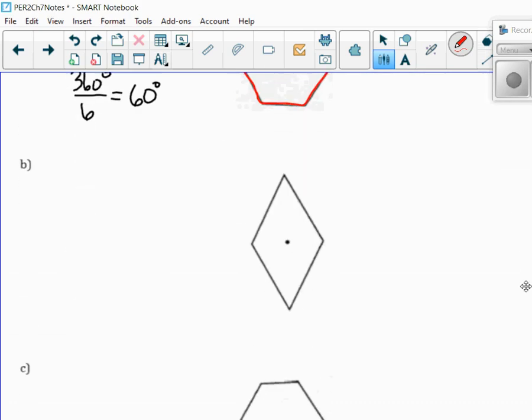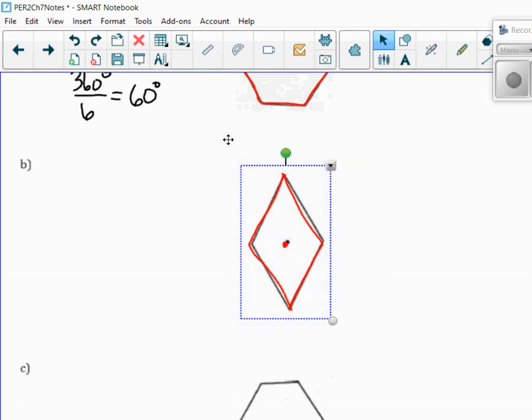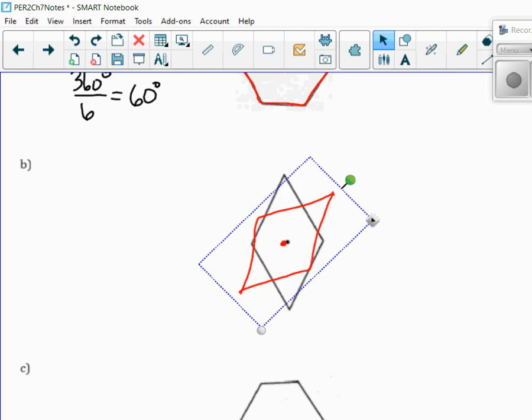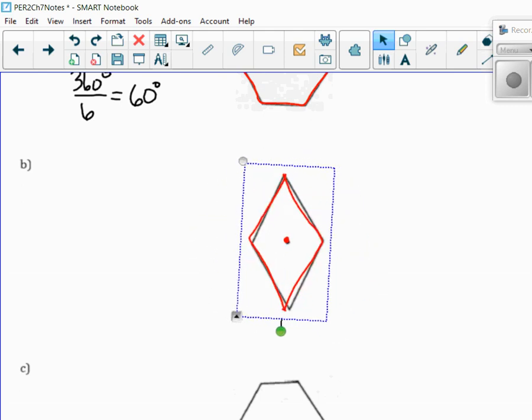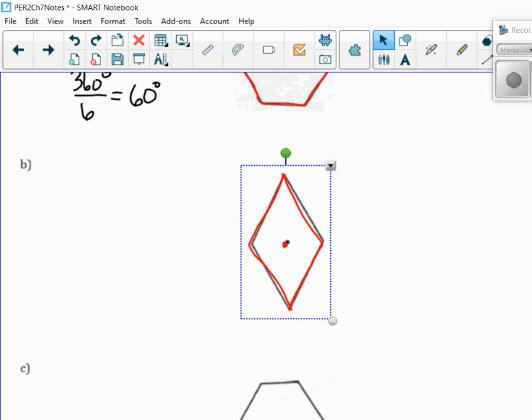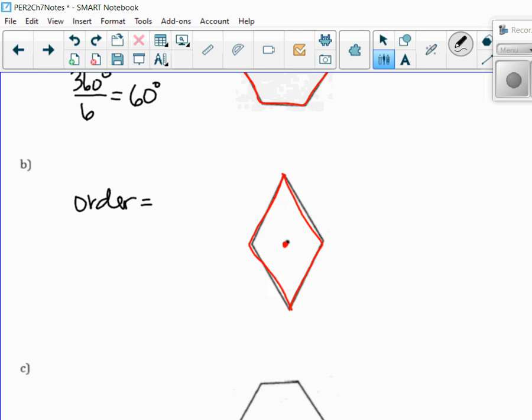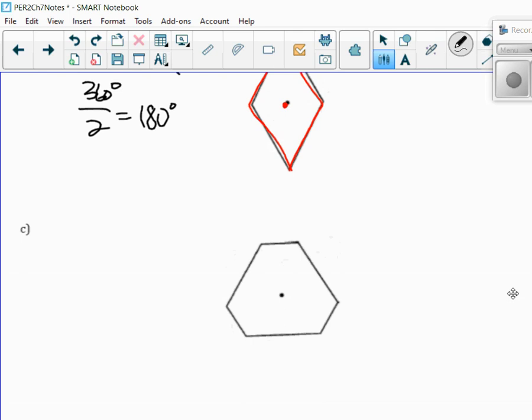All right, so now I'm going to, again, trace this, group it, and I'm going to try to count. There's 1 and 2. So the order is 2. So 360 divided by 2 means each turn was 180 degrees into itself. Okay, the next one.